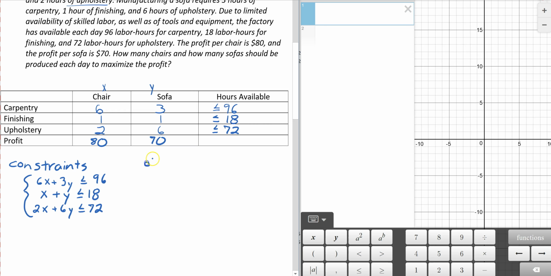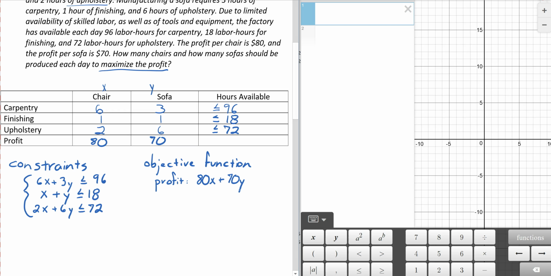So the objective function is what I want to maximize or minimize. And in this case, it tells me I want to maximize the profit. So I want to figure out what will give me the greatest profit under these constraints. And profit is calculated as $80 times x, the number of chairs, plus 70 times y, the number of sofas.